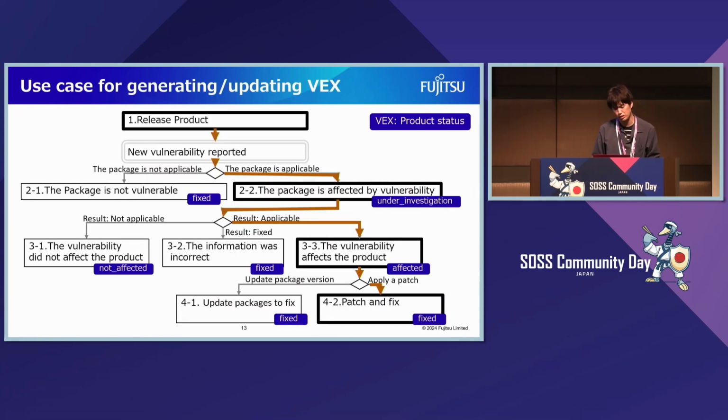This slide shows a case where a supplier releases a product and new vulnerability information comes out. Because of time, I will skip explaining this flow in detail. In this example, we will talk about this bold route. Release the product, find vulnerabilities, decide that the product has the vulnerabilities after checking, fix the vulnerabilities with patches, and update the product.